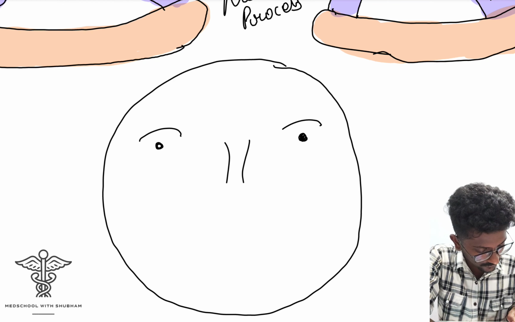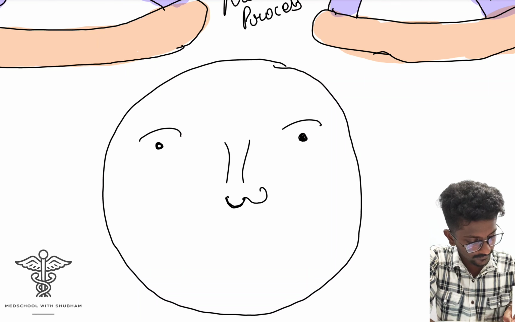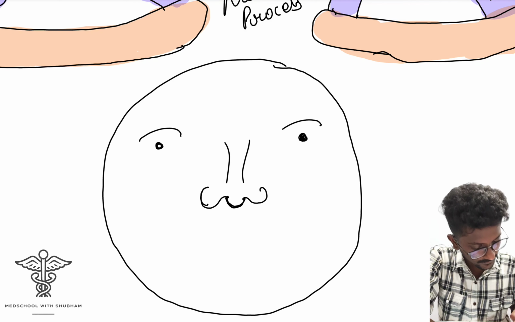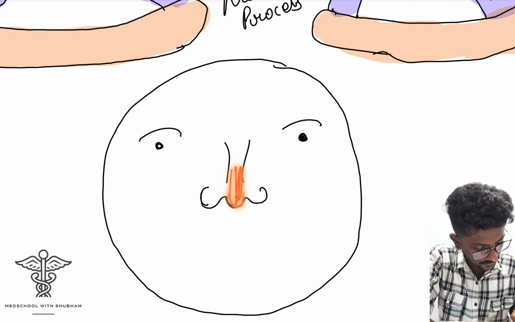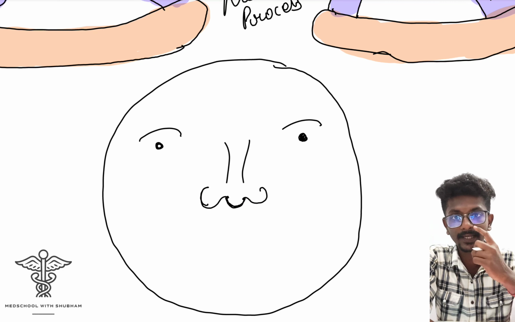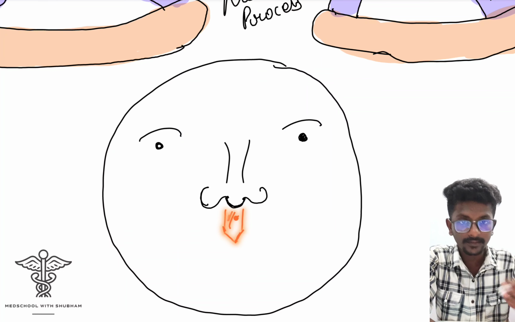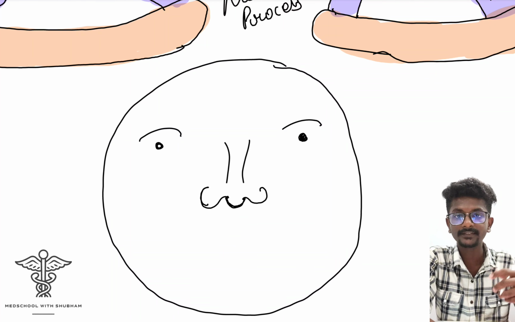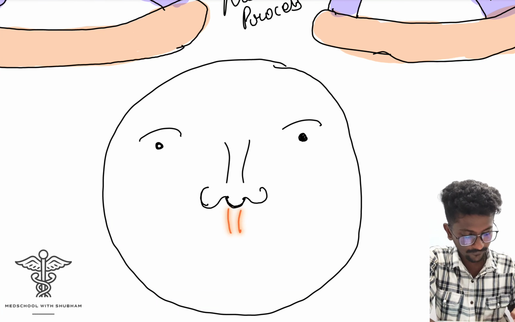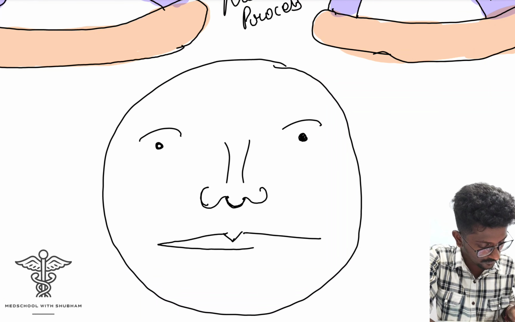This is the nose. This is the middle part of the nose, and these two things are the ala of the nose. Then you have this V-shaped thing in the middle, which is called the philtrum. Then you have the philtrum over here, and then these are the two lips.